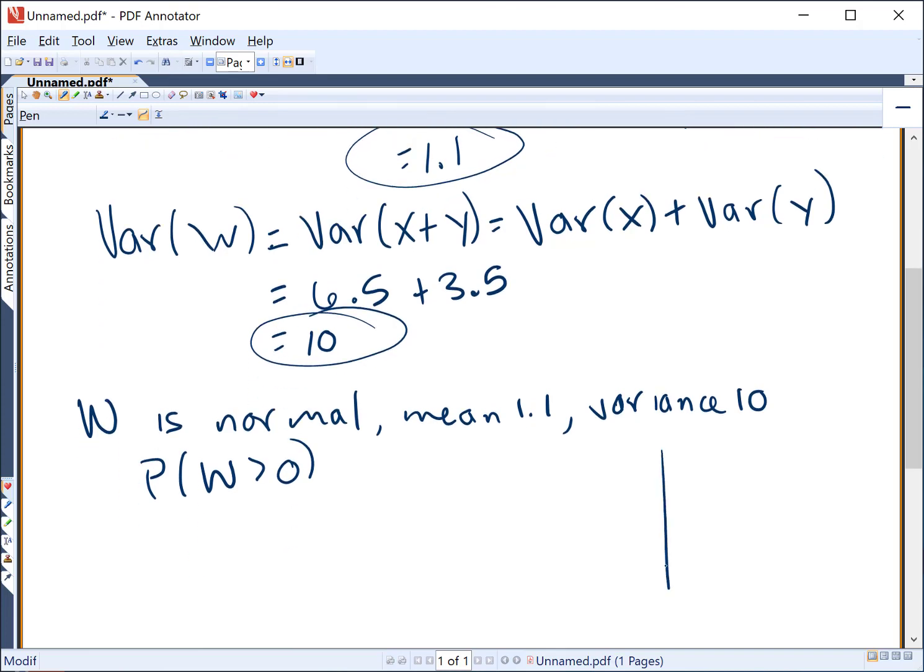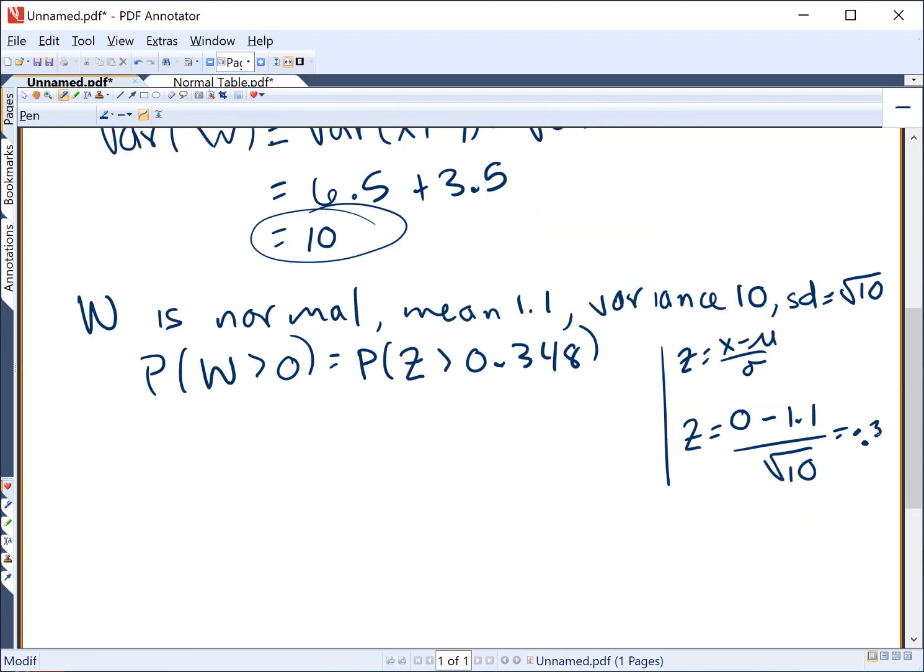First, we have to find our z value. So z is always equal to your x value minus the mean over the standard deviation. So in our case, instead of x, we have our w here. So we'll put the 0 minus the mean for w, which is 1.1, divided by the standard deviation. We don't know the standard deviation yet. So if the variance is 10, the standard deviation will be the square root of 10. So over the square root of 10, which gives me negative 0.35.